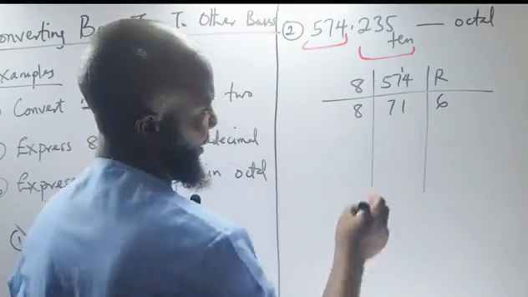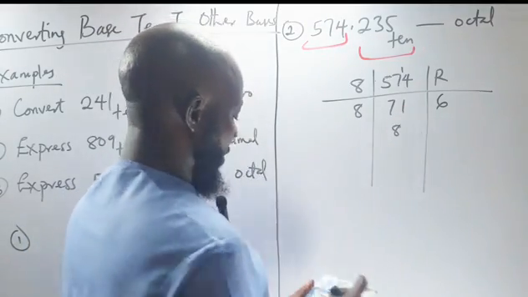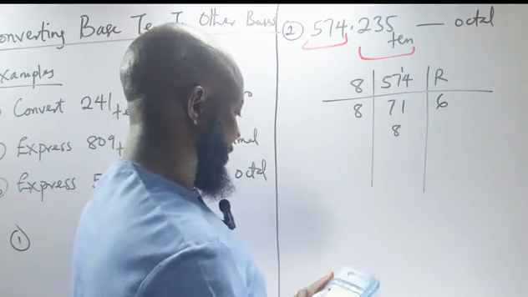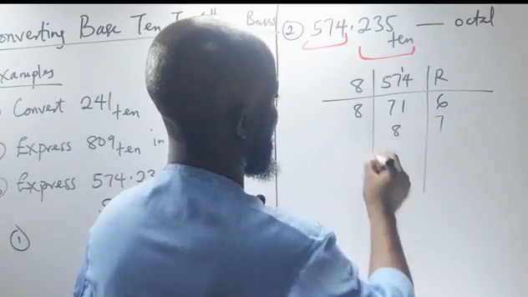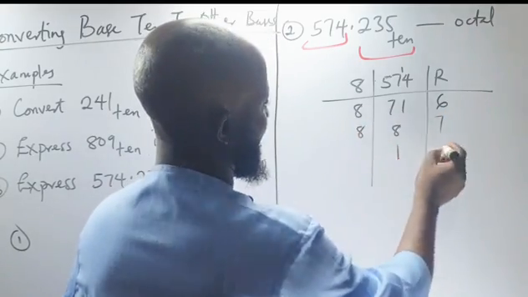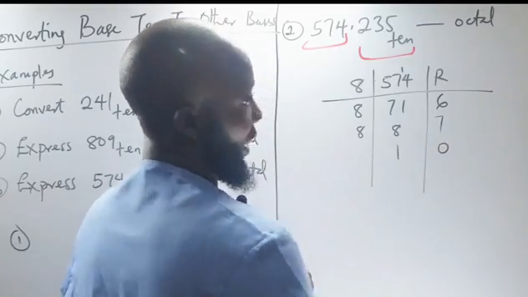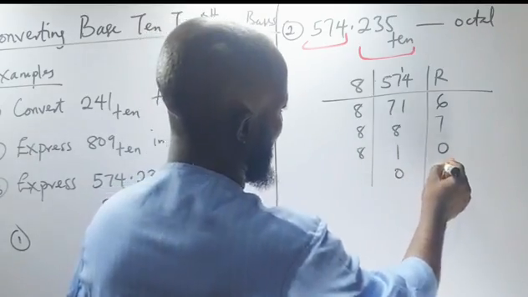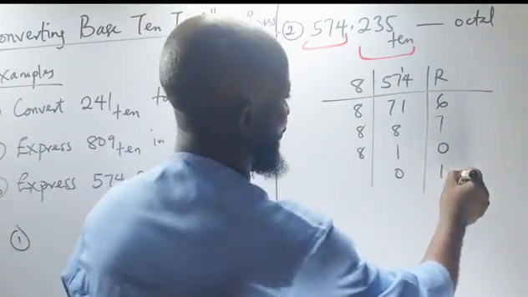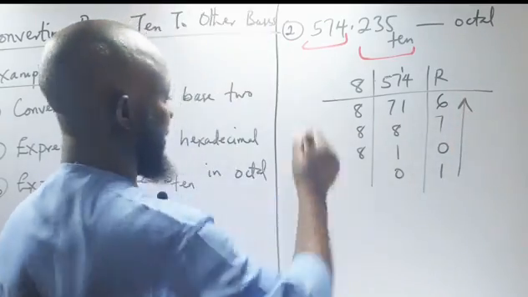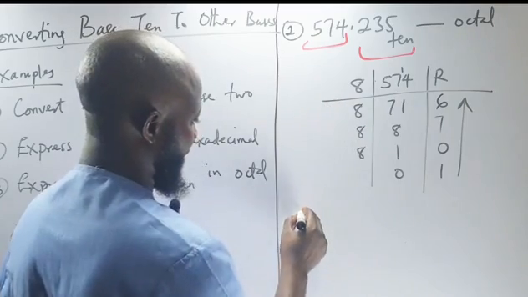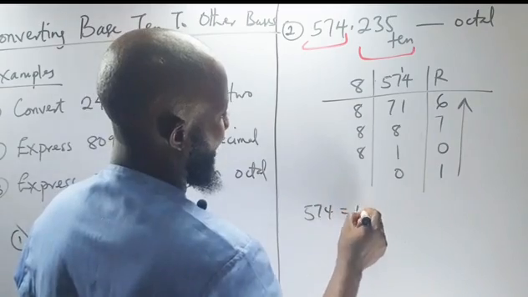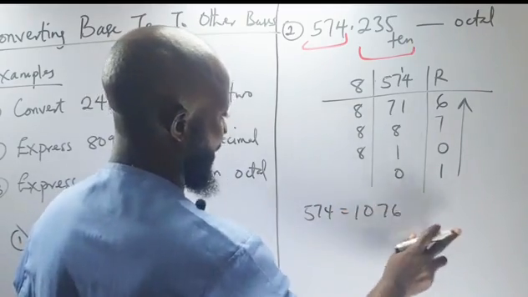8 in 71, that is 8 times 8, which is 64. So 71 minus 64 gives 7. Right? So 8 in 8, 1, remainder what? 0. Am I with you? Then 8 in 1 is 0, remainder what? 1. So which means the whole part, 574, is what? 1076. We keep this one.